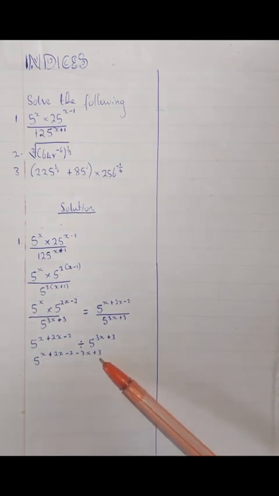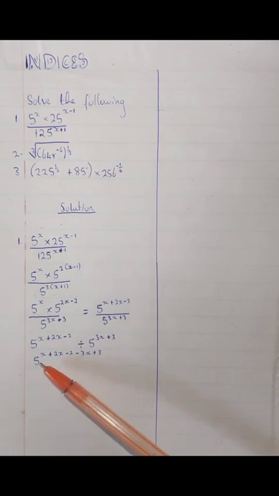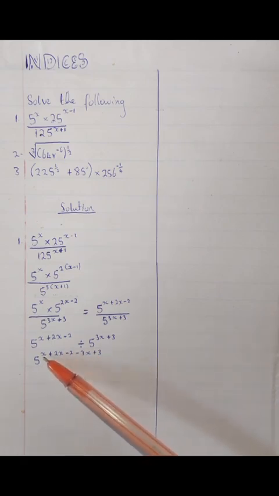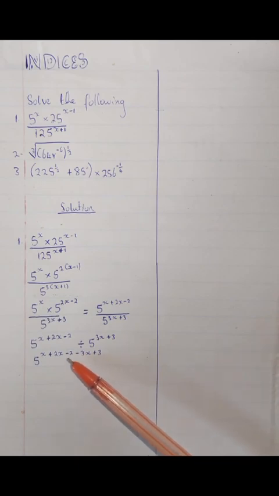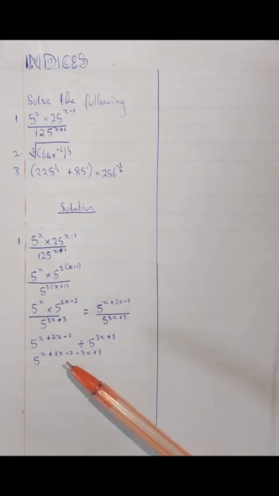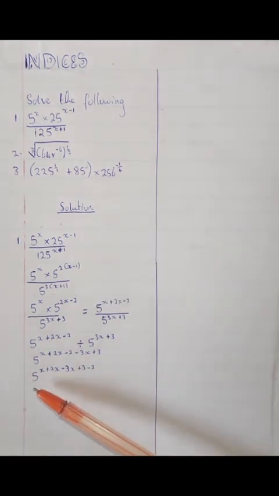So now that we've gotten this, next thing is to collect like terms. We collect like terms from this one. You can see x is here, we have 2x here, we have -2, -3s, plus 3. So we collect like terms. Collecting like terms, we have 5 raised to the power of x plus 2s minus 3s.